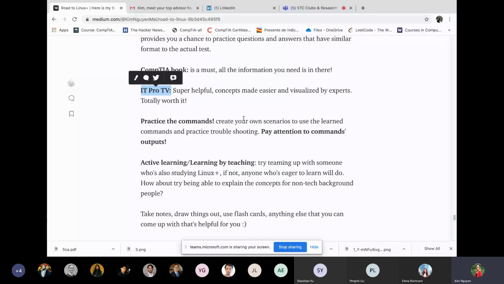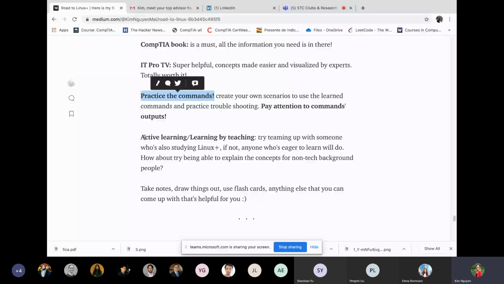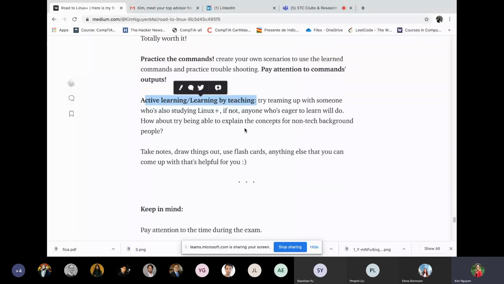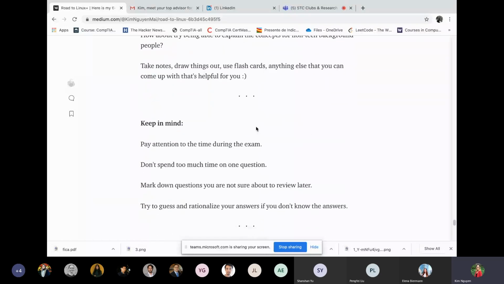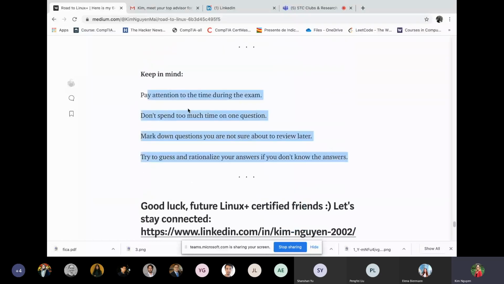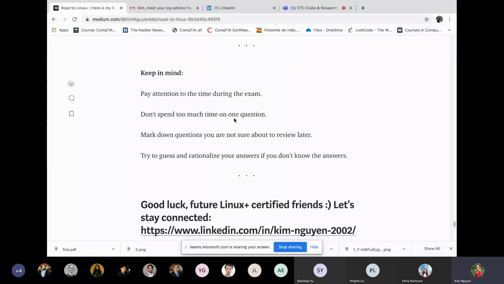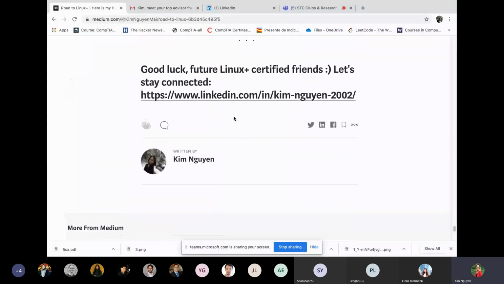And for me, practicing the commands was super helpful. It really makes a lot of sense. And then learning by teaching was awesome. Thanks, Spencer, for joining me so that I could have a chance to explain things to others, and it deepens my knowledge. And here are some tips to pay attention to during the exam. Basically, relax and make sure you don't spend too much time on one question. And pretty much that's it.